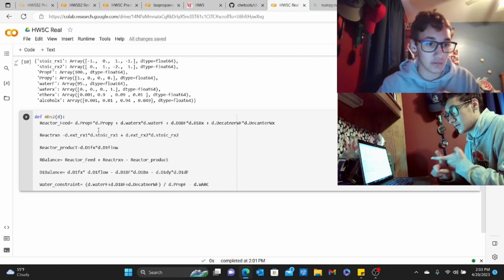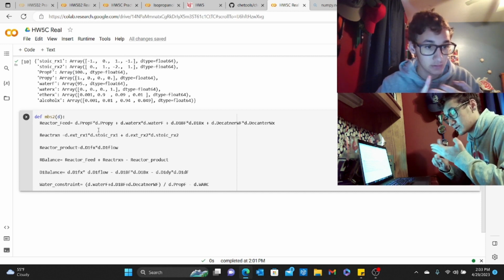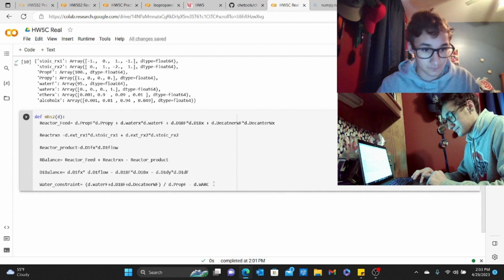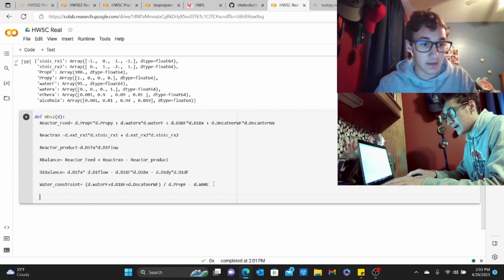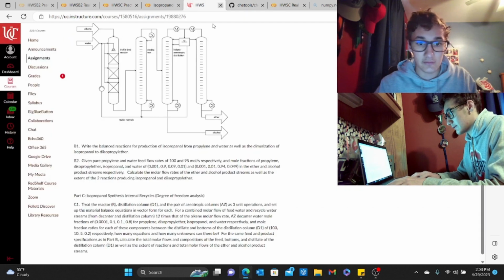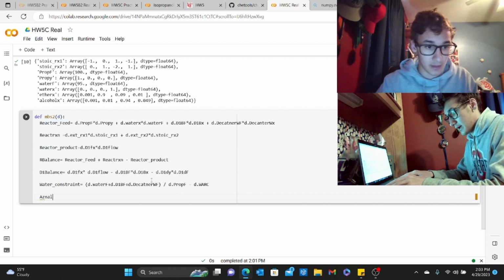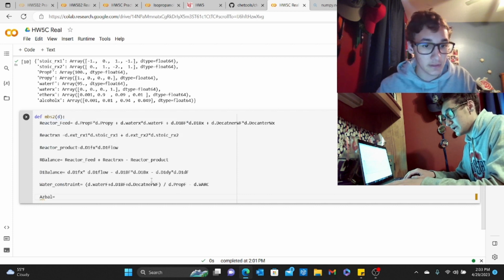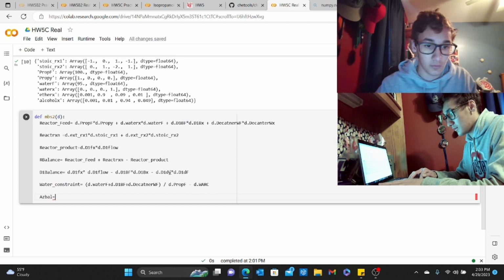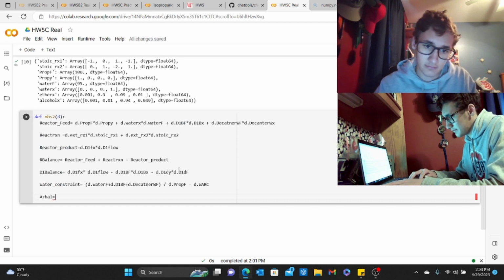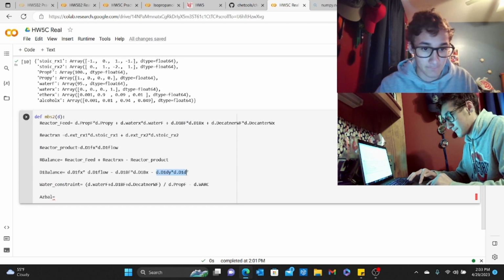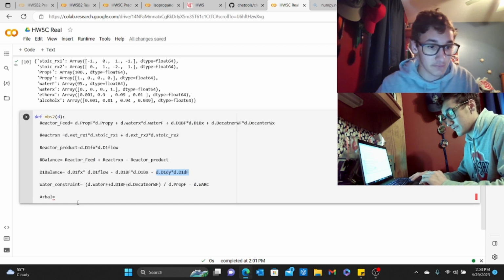So we have our feed, reaction, reactor product, reactor balance, and now we are also going to need to do our AZ balance, or our heteroazeotropic distillation. So our AZ val is going to be our inflow rate, which is going to be d1 dy times d1 d. This is our inflow.